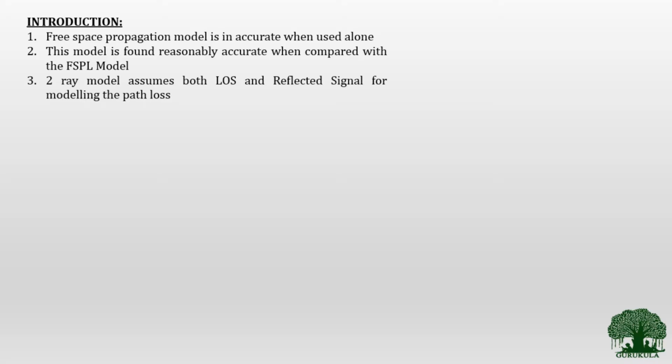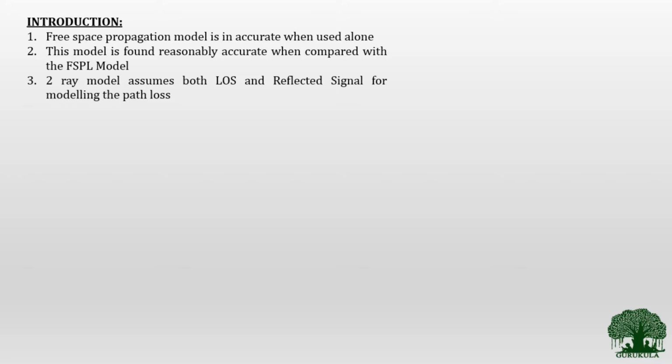So in our previous videos we might have formulated the path loss model for free space propagation. If you have not yet watched the free space propagation model, the link is already there on the top right corner, so you can always check out the video for free space propagation model. So the free space propagation model is found to be inaccurate because of certain assumptions that we made while formulating the path loss model. The free space propagation model assumes only the line of sight signal, which is not found to be practical in most situations.